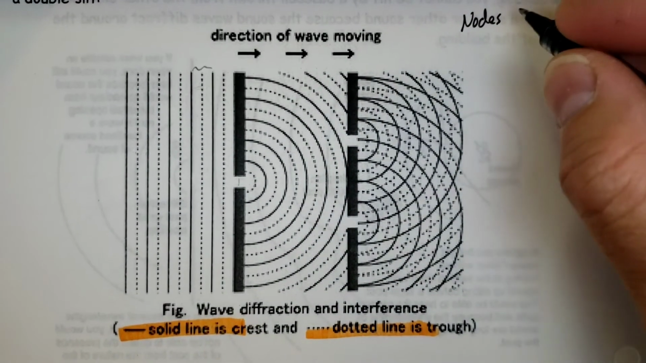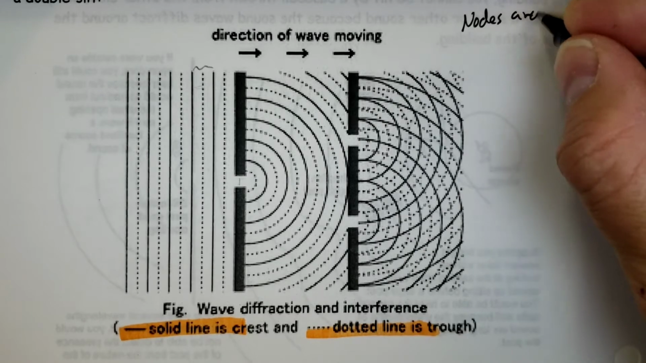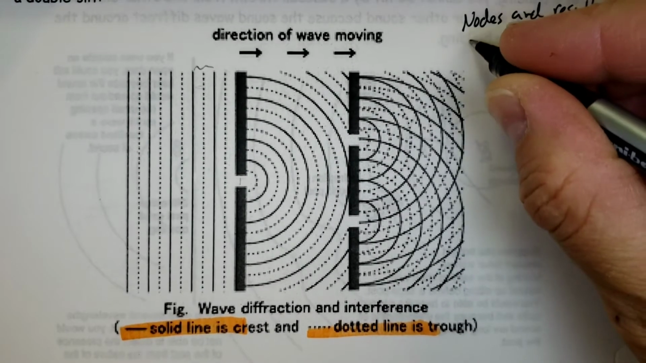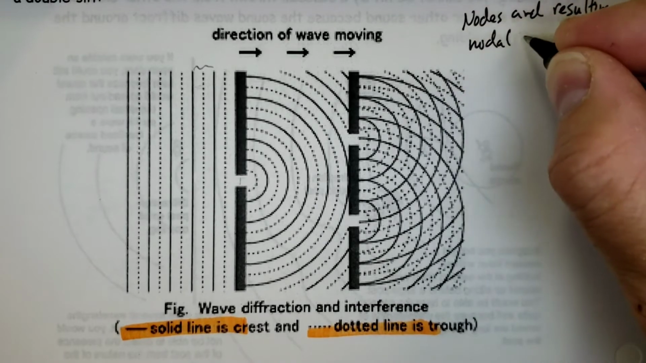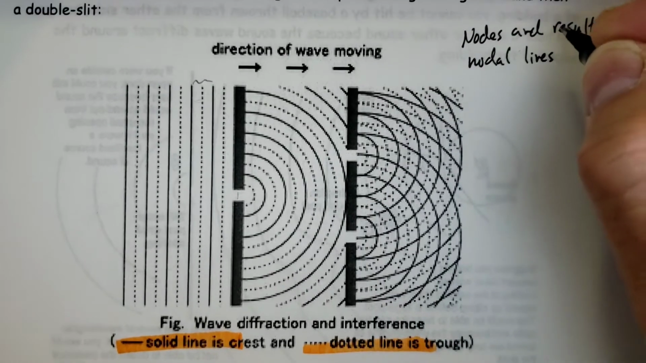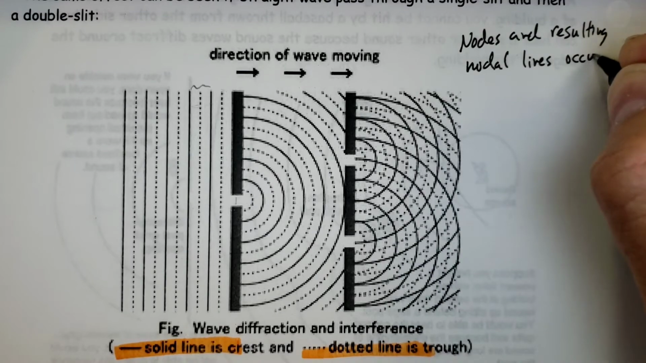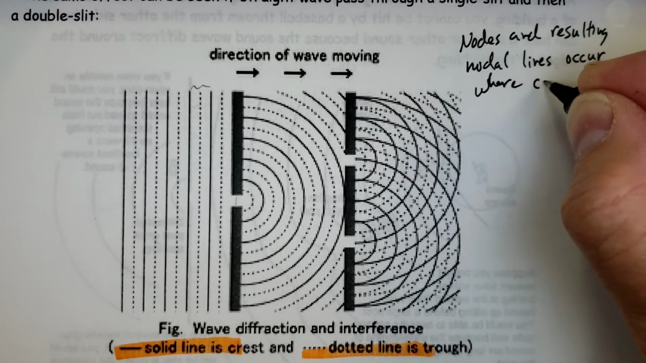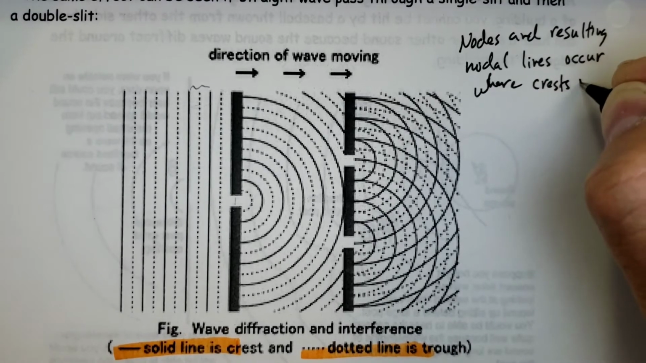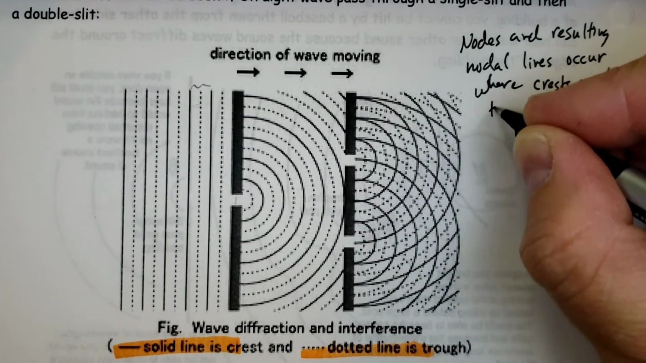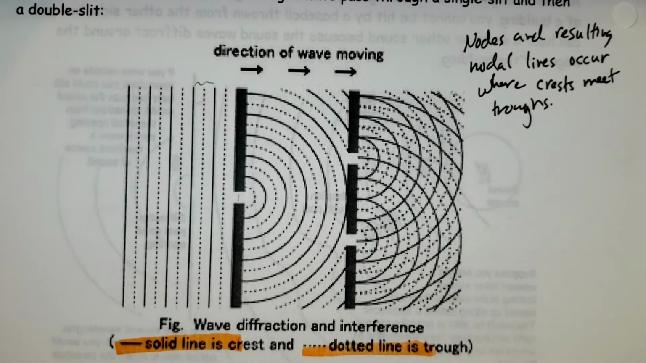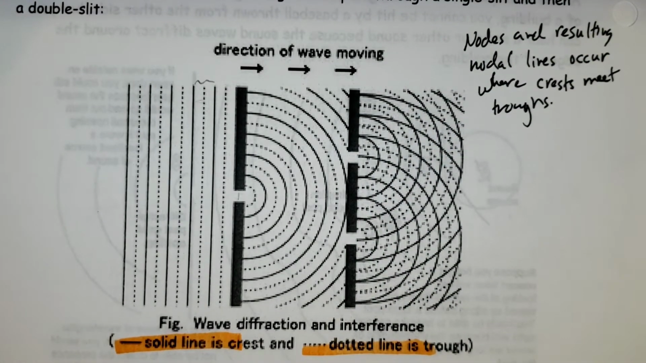The nodes, so points, and resulting nodal lines occur where crests meet troughs.